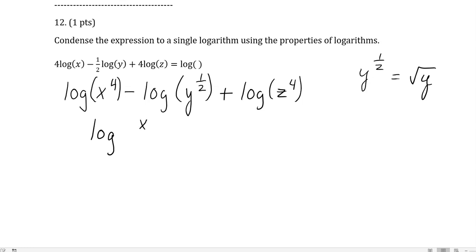Therefore, I have a factor of x to the 4th from the positive term here, and another factor of z to the 4th from the final factor. And then, in the denominator, I have a factor of y to the 1/2, or the square root of y, which goes in the denominator because it came from a negative. And again, while not strictly necessary, it's a good habit to put these into parentheses. This is the combined form and the most condensed form we have for that expression.